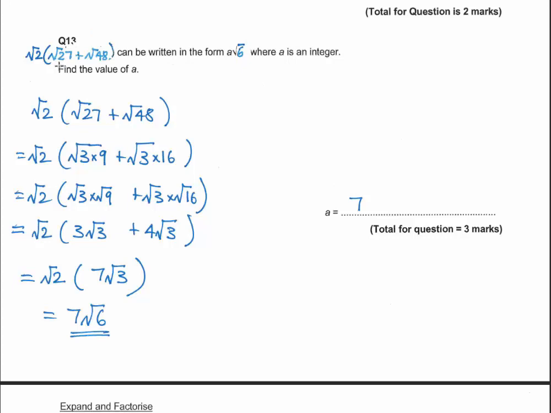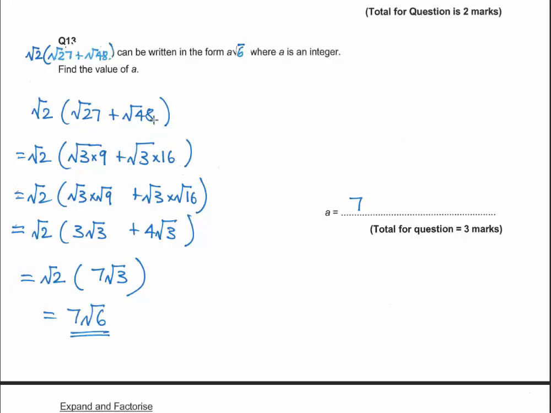So we've got root 2 times root 27 plus root 48 can be written in the form a root 6, where a is an integer. Find the value of a. So whenever we're breaking down surds, we're looking for square numbers. Numbers that go into this, the biggest square number that goes into these. So 27 can be written as 3 times 9. And 48 can be written as 3 times 16. Okay, and I've chosen those numbers because each time I've got a square number.